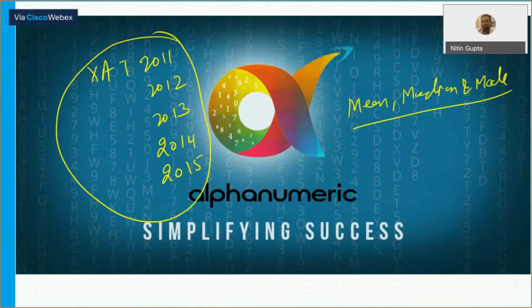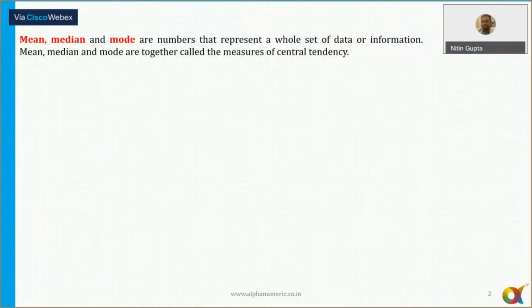So first, initially I'll start with the very basics. I'll explain all the basics, fundas, and the basic definitions, and after that we'll start solving questions based on those fundas. Most of you even know the basic definition of mean, median, and mode. So let's start here. Mean, median, and mode are numbers that represent a whole set of data or information. All right. So mean, median, and mode are together called the measures of central tendency.